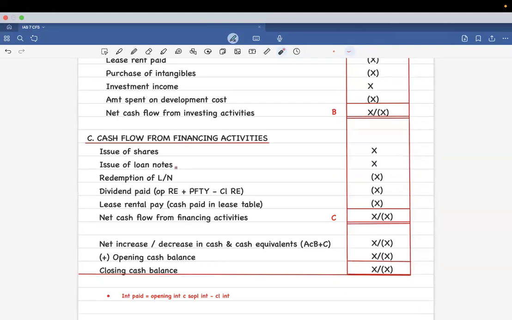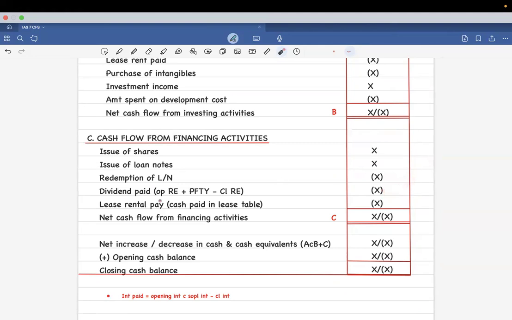If there is an issue of shares, then that means you get cash, you're going to add it. If you borrow new funds, you're going to get cash, you're going to add it. If you repay any borrowings, you're going to give away cash, so deduct it. If you're giving away dividends, you're going to give cash, so deduct it.